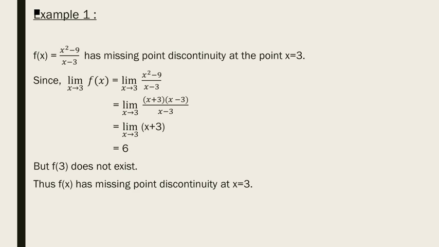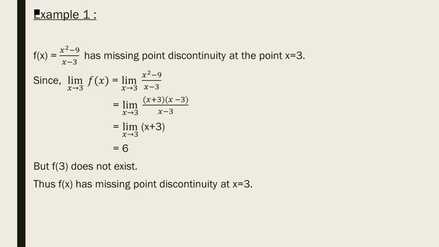So how to evaluate this limit? We can't apply the limit directly because it is taking the indeterminate form 0 by 0. Either you can apply L'Hospital's rule, or, since numerator and denominator are both polynomials, you can use the factorization method. Writing 9 as 3 square, x square minus 9 can be written as x plus 3 into x minus 3. The common factor x minus 3 gets cancelled. After the cancellation, the remaining factor is x plus 3. So the limit as x tends to 3 of x plus 3, if you apply the limit, you get 6. But f of 3 does not exist.